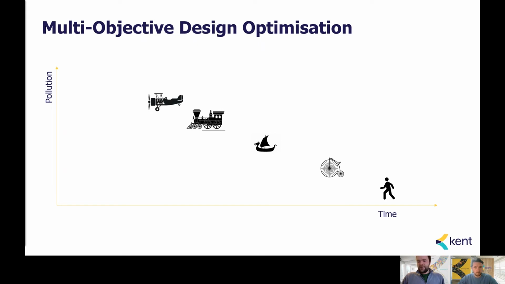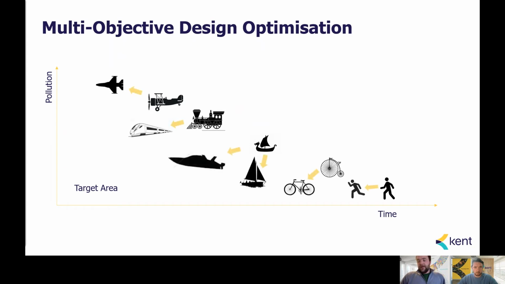The time gets lower as you go through that, and the pollution generally gets higher. But none of these are optimal solutions. What you really want to do is minimize your time whilst minimizing your pollution. So you want to drive yourself towards that left bottom hand corner. So instead of walking, you can run, or you can go on a bike. You can get a faster sailing boat or a power boat. You can go on the train, or you can get a fighter jet.